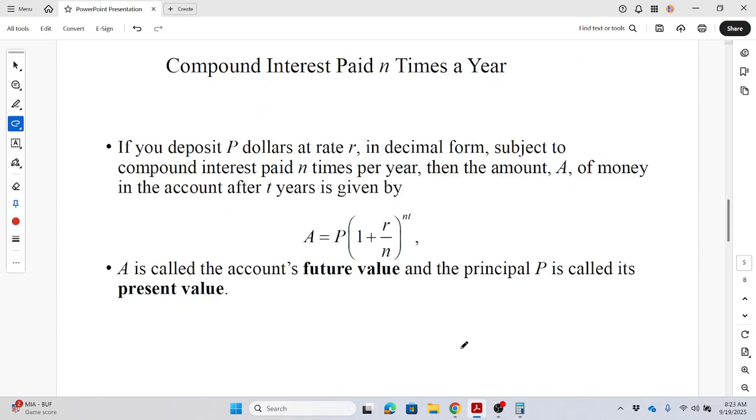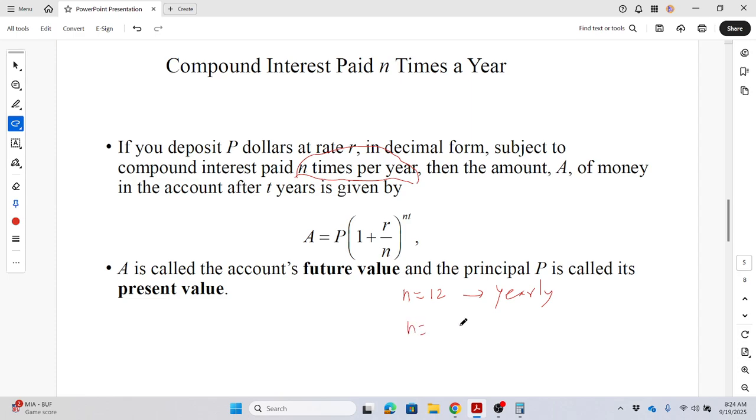What if instead of yearly compounding, you have different packages which compound n times per year? It could be daily, monthly, or quarterly, depending on the value of n. You can use this formula. This is the formula for compounding n times a year. So what is n? If you are compounding monthly, then how many months are there in a year? 12 months. So that is the value you are going to use.